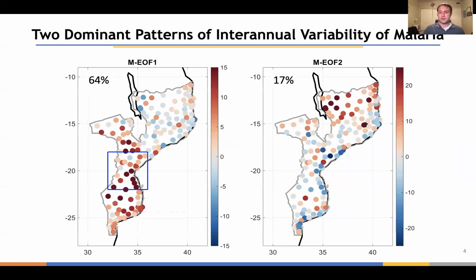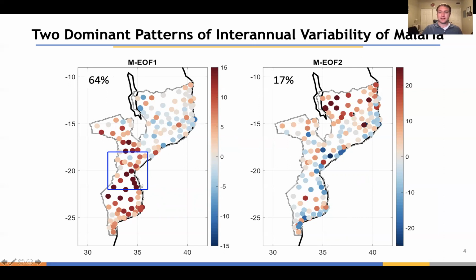And what this looks like, you can see on these results here, where we have our two dominant patterns of year-to-year variability of malaria. On the left here is our dominant pattern. And anytime you have dots here, each dot represents a district. If there are two dots that are the same color, particularly if they are very intensely the same color, their rates of malaria tend to vary together over time. And so you can see this pretty strong cluster over the central and southern part of the country. And this pattern explains about 64% of our year-to-year change in malaria.